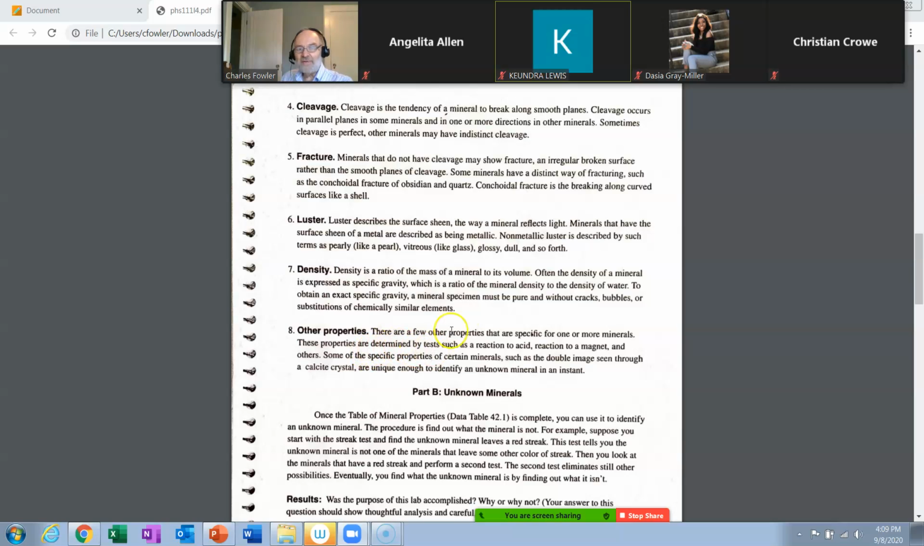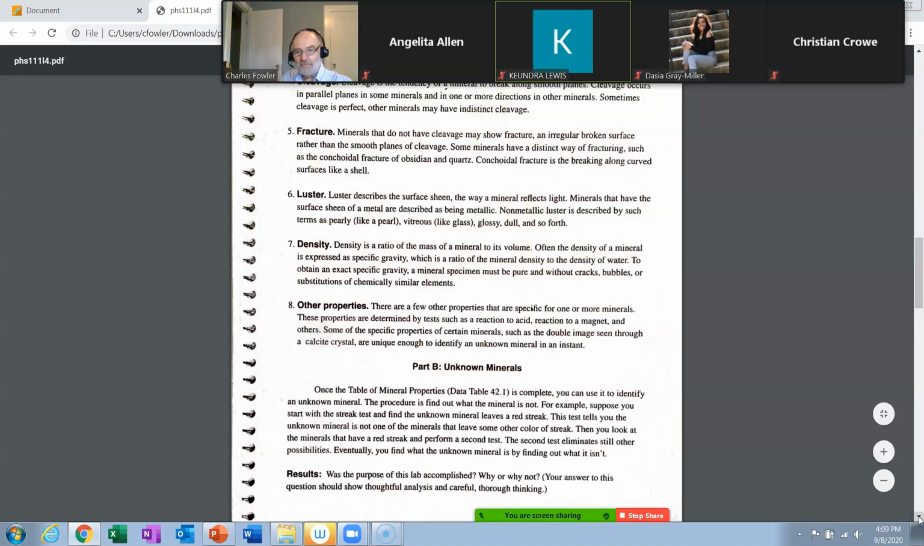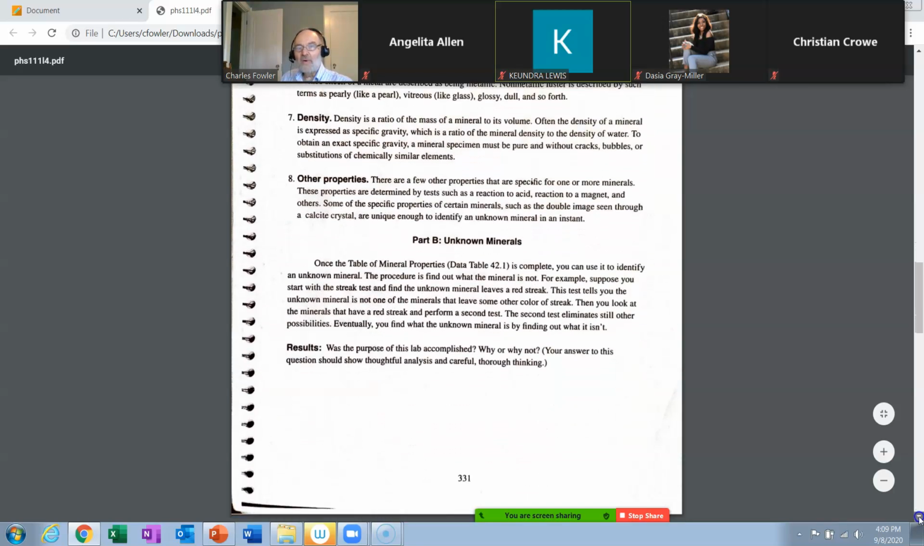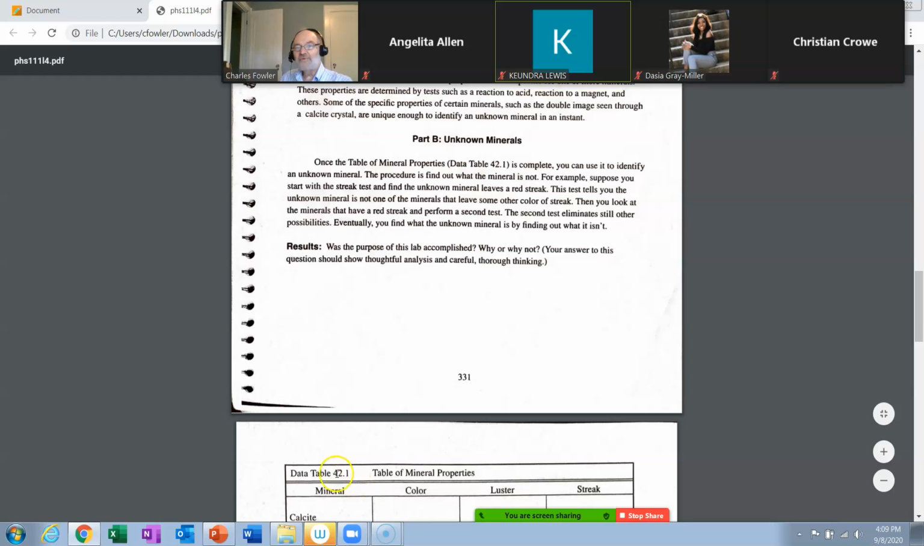Now, other properties, they talk about them here, don't worry about those now. We're not going to do this part B, unknown minerals. But what you will do, here's results.